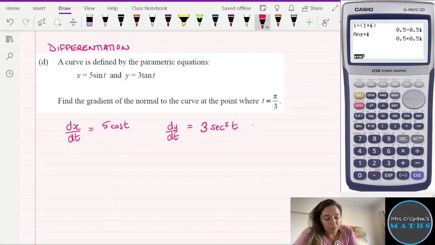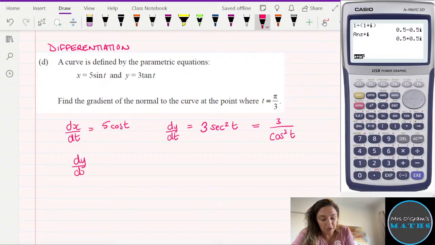Now it's probably going to be helpful to write this out as what sec squared is. So sec is 1 over cos. So this is 3 over cos squared t. The reason I've done this is because we're going to be multiplying these things together, so it's helpful to be able to know the tops and the bottoms of your fractions.